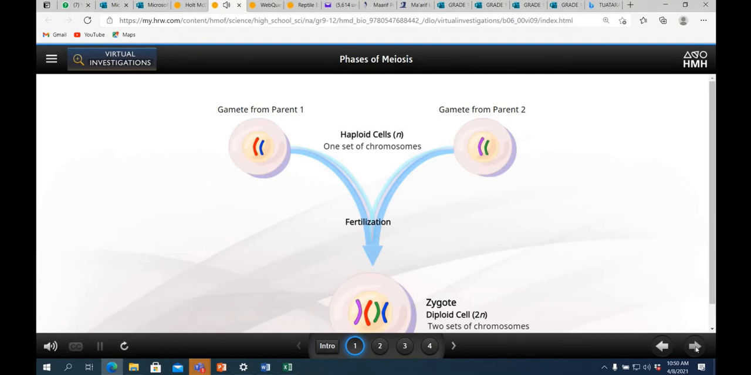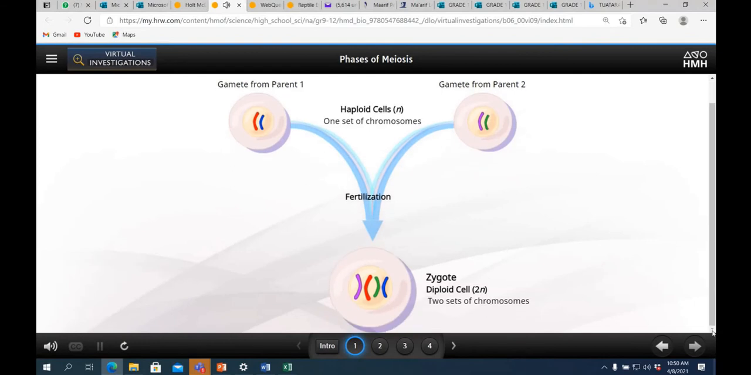Organisms in all of the eukaryotic kingdoms use the process of meiosis for sexual reproduction. Sexual reproduction involves the union of gametes from 2 parent organisms. Offspring obtain 1 set of chromosomes from each parent. Variations among offspring arise from chance events and random recombination of chromosomes during meiosis and fertilization. Did you understand so far? Gamete from parent 1 and gamete from parent 2. After fertilization takes place in the zygote, you can again see 2N because there is 1N from the mother and 1N from the father.